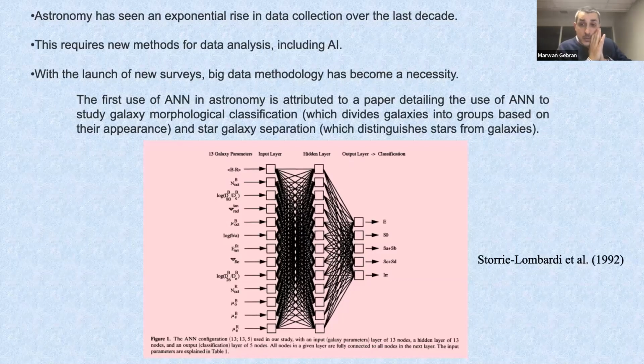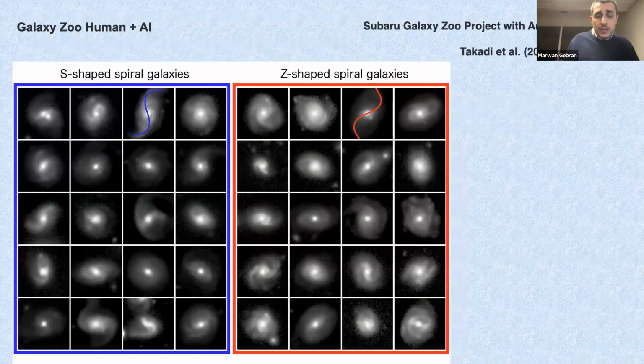This was done in '92. It was one of the first, let's say, artificial neural networks, which is not convolutional, by the way. It's a normal neural network that didn't use photos, it used numbers, and was built to classify galaxies. It was very useful. We were able to classify a lot of galaxies with this, and it is still used. I mean, it was very performant.